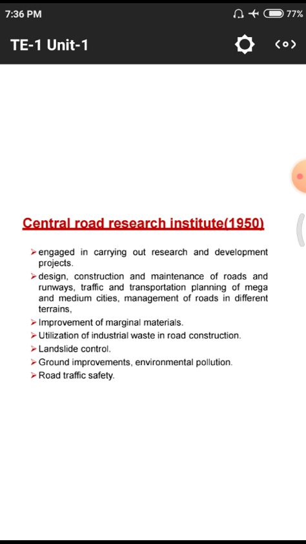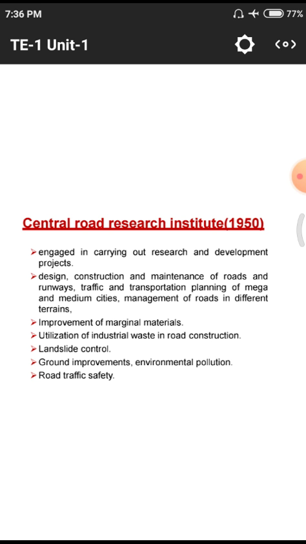Next one is environmental pollution. We need to reduce the pollution caused by the construction of these roads. While laying tar roads, a huge amount of carbon monoxide and carbon dioxide evolves while burning the tar beside the roads, so we need to control those.